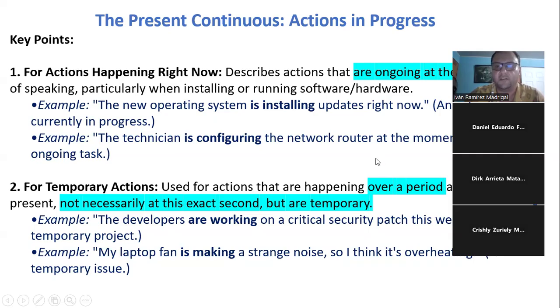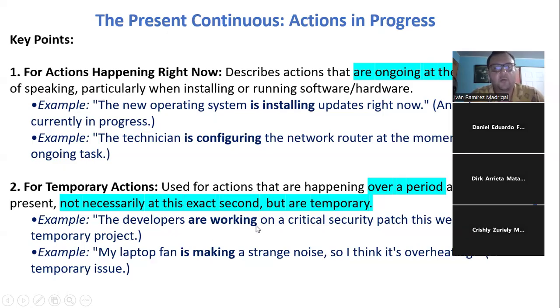With the internet service. It is not that I have a problem with the internet service, because this action that is temporary keeps repeating, keeps on happening, right? So that gives me the temporary action that is repeated over a period of time as an action that has to be described with the present continuous.